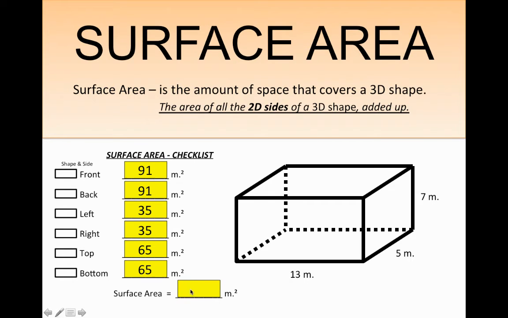Again, we need to get the total surface area here. We've got the individual areas. Now we need the total surface area. So 91 plus 91 plus 35 plus 35 plus 65 plus 65 is going to give us 382.